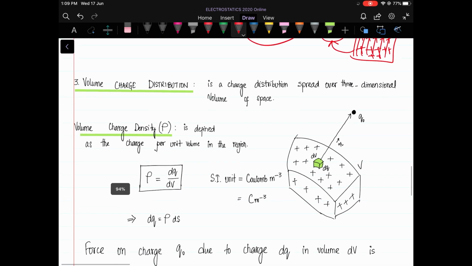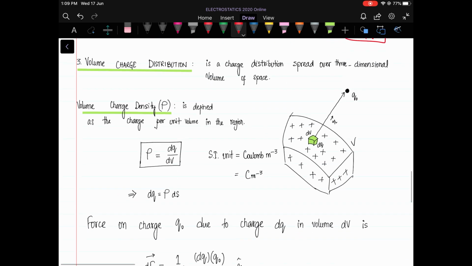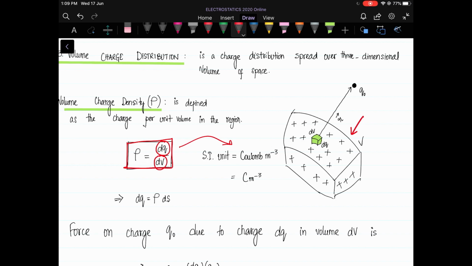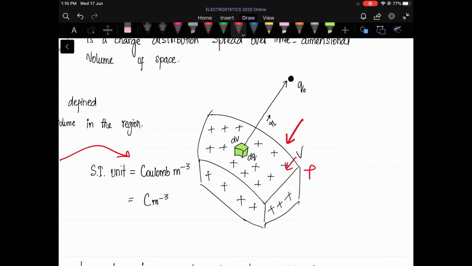And finally, when we take up this example where we have volume distribution of charges, we have defined density as charge present in a given volume or per unit volume, the units of which is coulombs per meter cube. So suppose we have this case where we have a volume and the density in this volume is rho. We want to find the total force on this charge due to all the charges present in this volume.